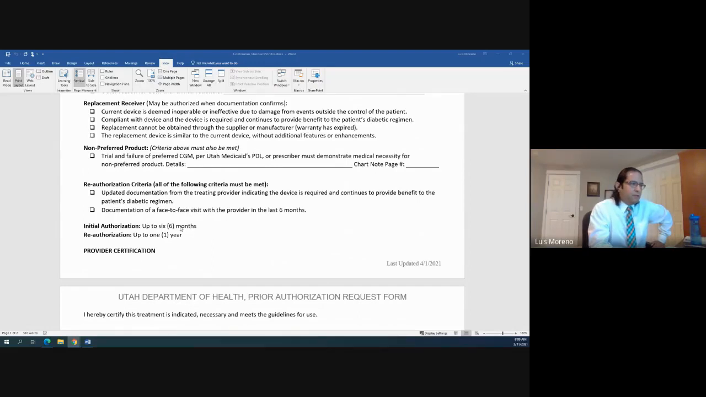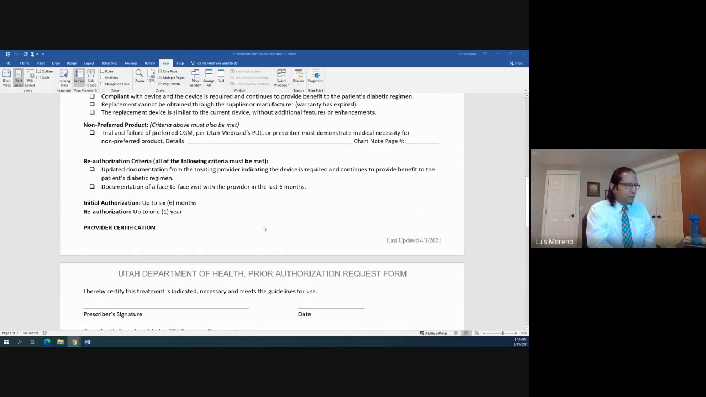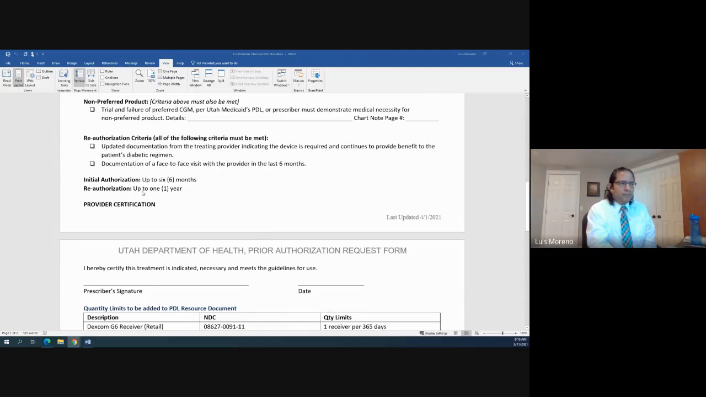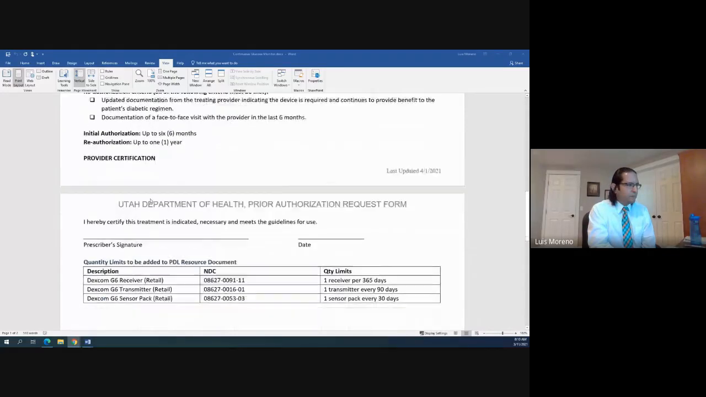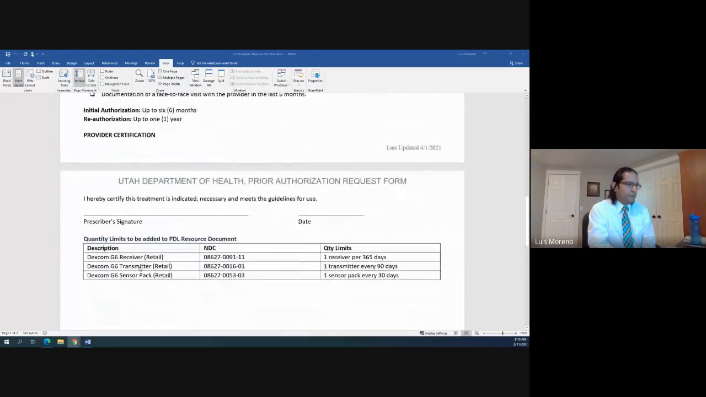And also documentation of a face-to-face visit with a provider in the last 6 months, because we feel that having that face-to-face interaction is necessary for the patient to feel comfortable asking any questions about operation of the device and things like that. Initial authorization, sorry, is set up for up to 6 months, reauthorization up to 1 year. And down here, we have the product that will be added to the PDL as preferred, which is Dexcom G6.